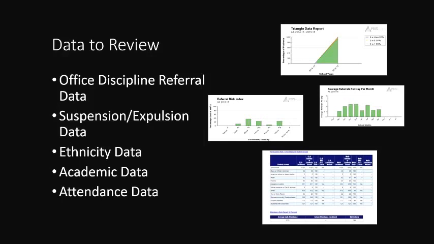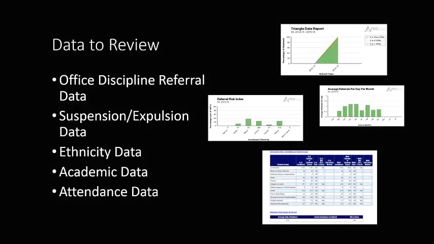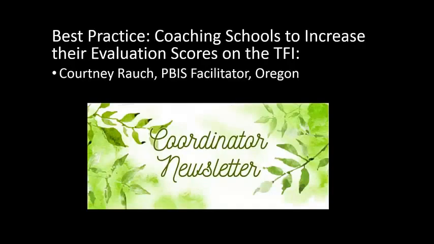Ethnicity data from SWIS. There are 3 reports. I included the referral risk index report, where we can look at what that looks like for the students at our school, and how does that look year to year. Is that an area that we need to focus on to action plan? And of course, academic data, looking at that, as well as attendance data. This is all very important data to review as we're creating action plans for the end of the year, beginning of the next school year.